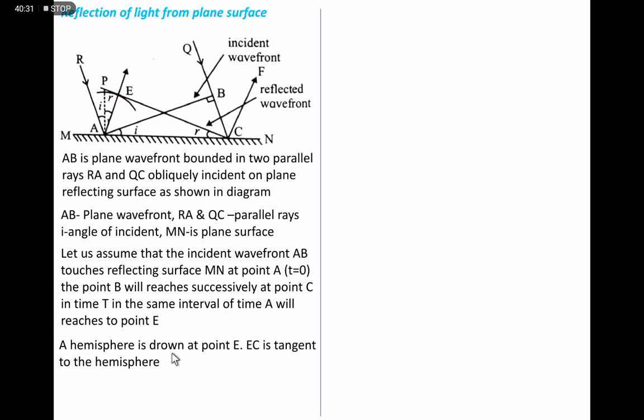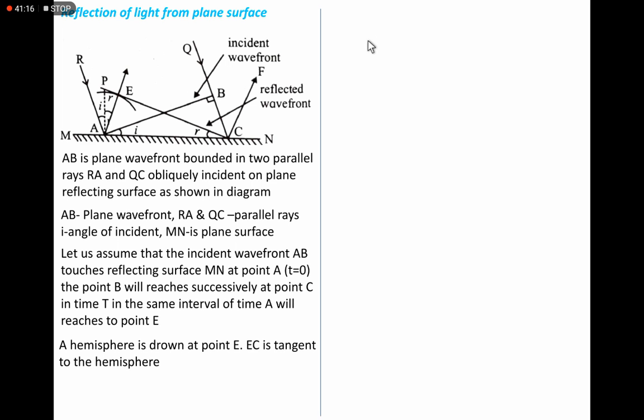I repeat, the waves which are emitted from A will reach E, velocity is V and time is capital T. If A is the source of light, and we trace a sphere, this sphere is a homogeneous sphere and a tangent is drawn, that is EC, and we have to prove this EC is the reflected wavefront of the wavefront AB.